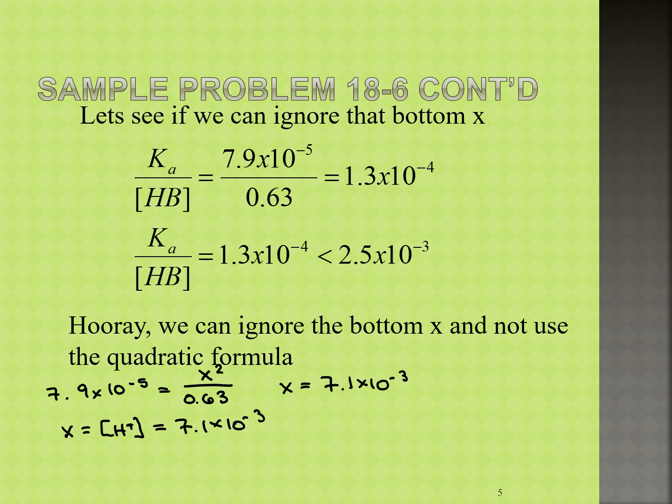And so we can solve for our pH, which is the negative log of 7.1 times 10 to the minus third, which is going to be 2.15. All right, so we assumed that all of our acidic character came from that first ionization.